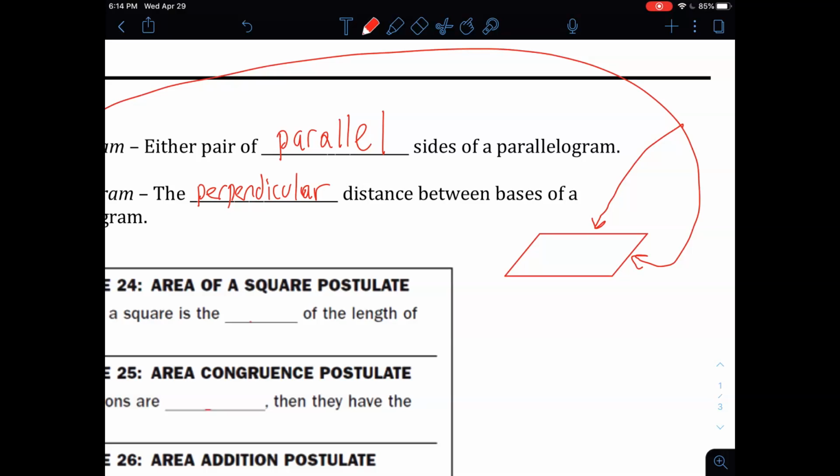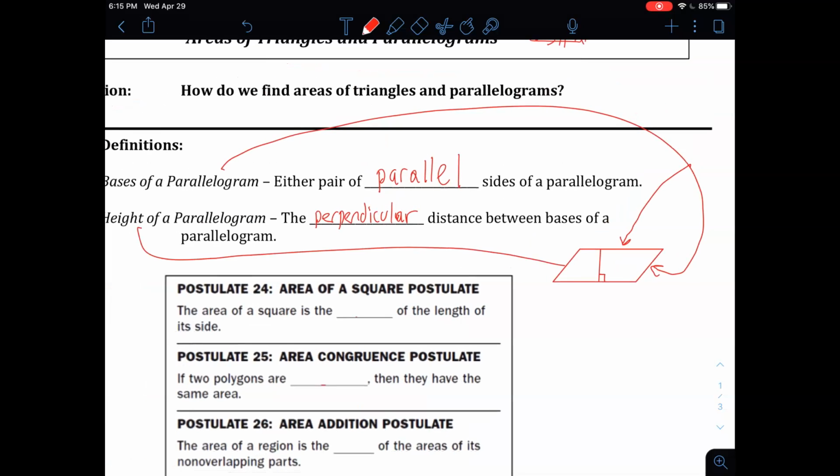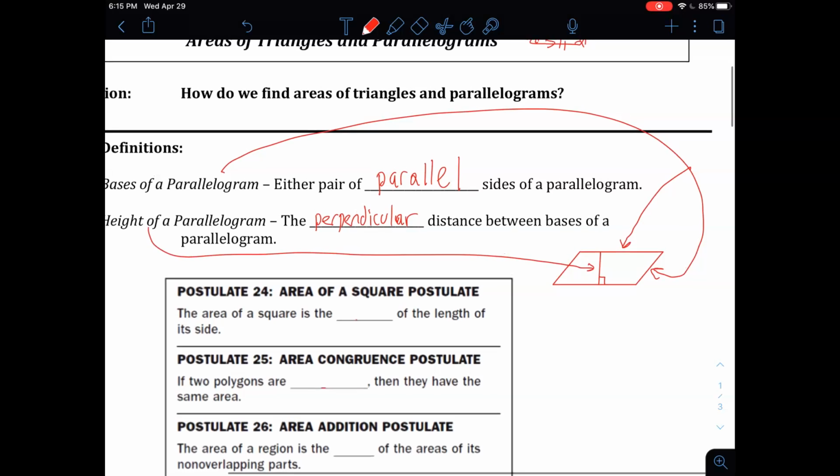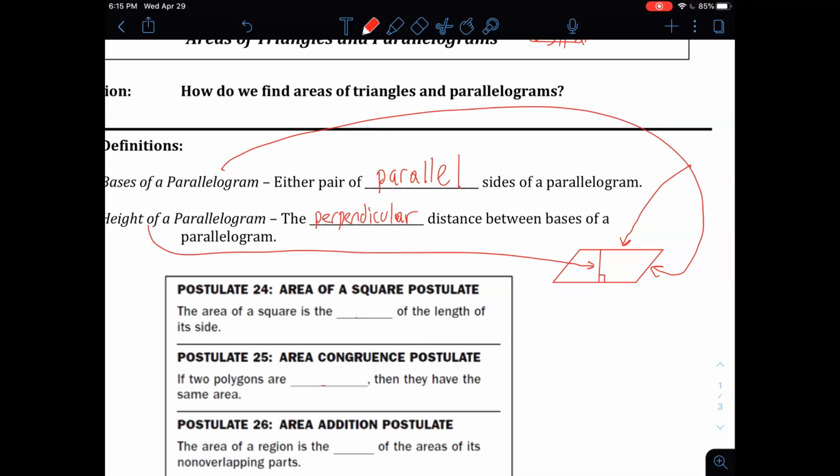The height is going to be this. It's going to be the distance between each parallel pair of sides, and it's going to be the height. So we draw a line like this. This is the height. That is the height. Okay? So the height is going to be the distance between bases of a parallelogram.